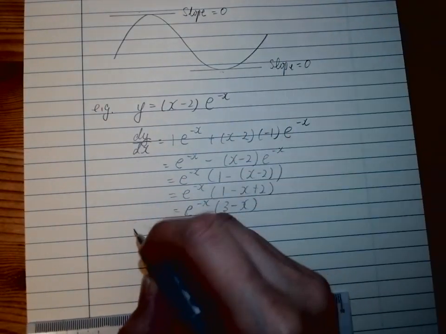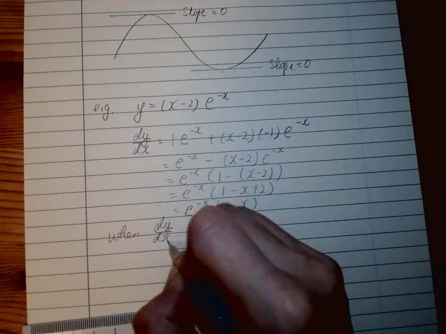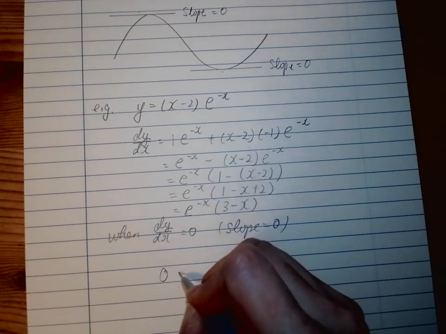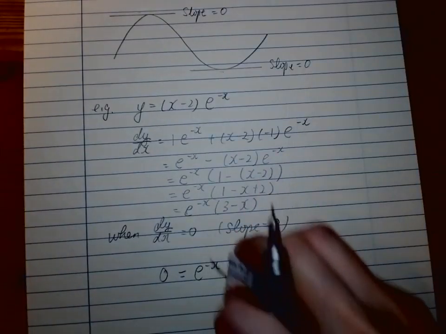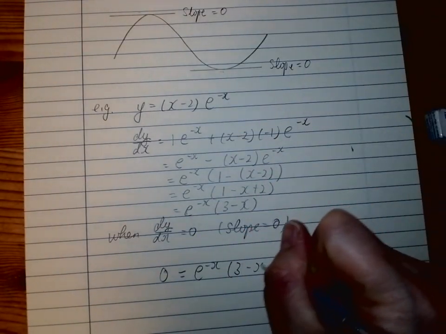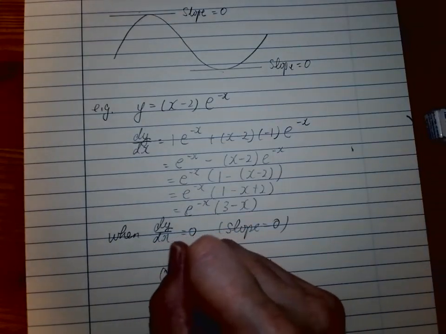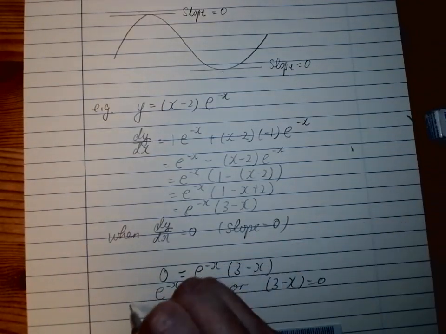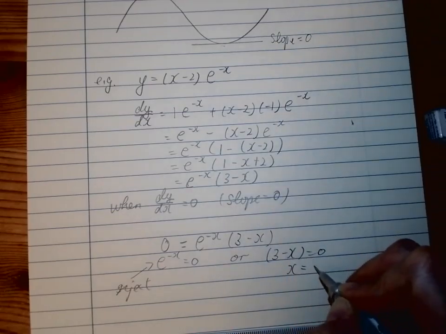We want the slope equals to 0, so we have to put dy/dx equals to 0, which is the slope equals to 0. So we will have 0 equals e to the negative x times (3 minus x). Using our null factor rule, either e to the negative x equals 0 or 3 minus x equals 0. This should be rejected because e to the x has to be bigger than 0. So we have x equals 3.